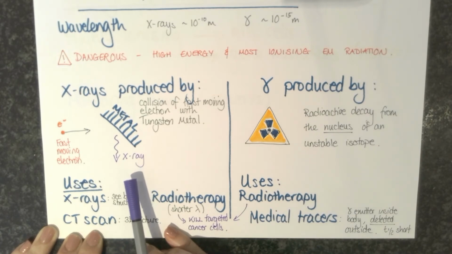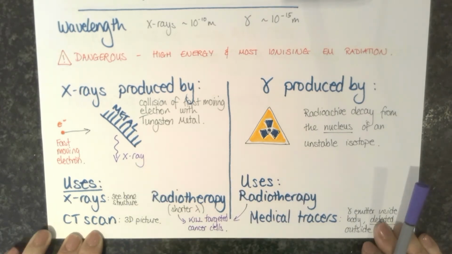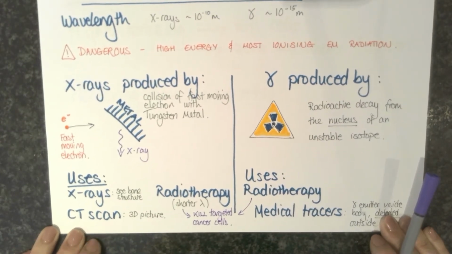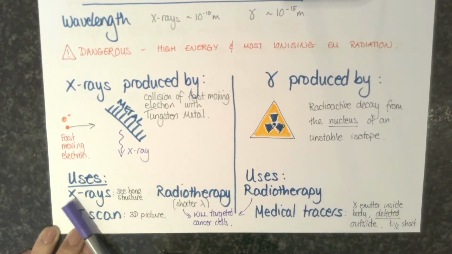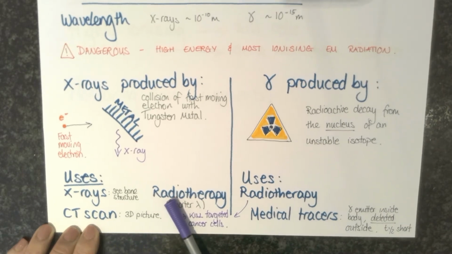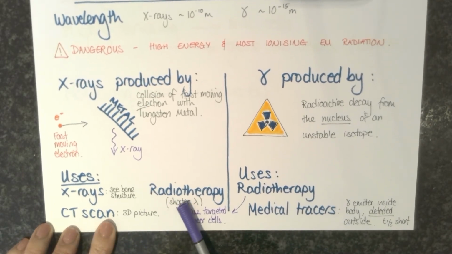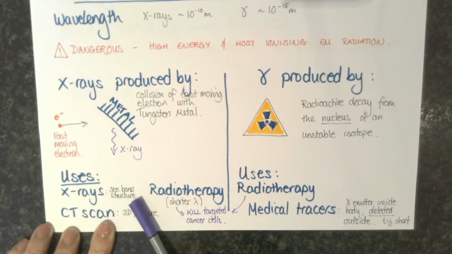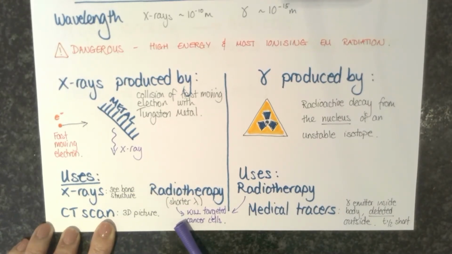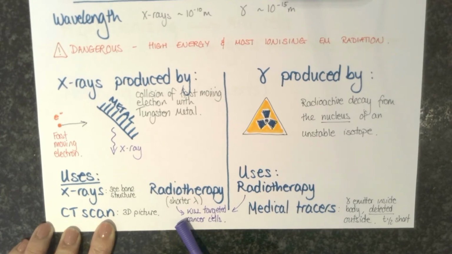And that X-ray is then used to take an image of our body. We've got various uses of X-rays: to see the bone structure, for a CT scan, so that's a 3D picture, and also radiotherapy for the treatment of cancer. These are the shorter wavelength X-rays in general, of slightly higher energy than the ones we might use to see your bone structure. What they do is they can kill targeted cancer cells, but we have to be careful to only target the cancer cells.